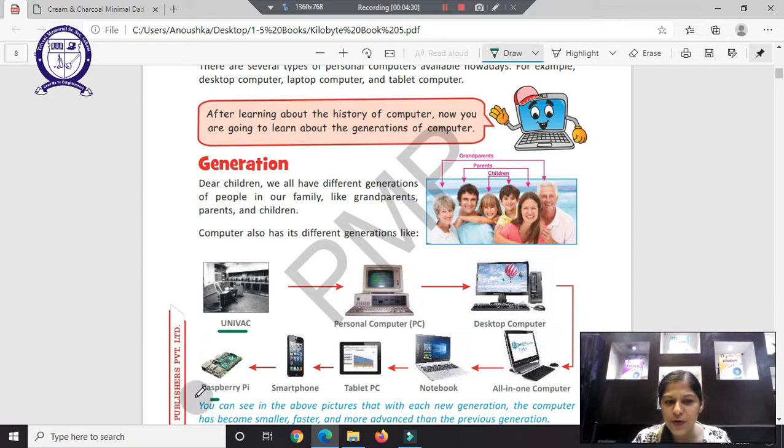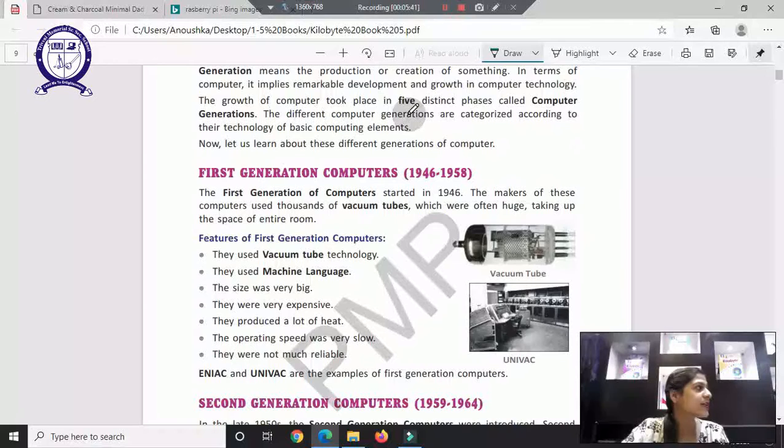And I want to know how many of you are already aware of Raspberry Pi. They're divided into 5 distinct phases. So let's begin with the first generation, which began from 1946 to 1958.